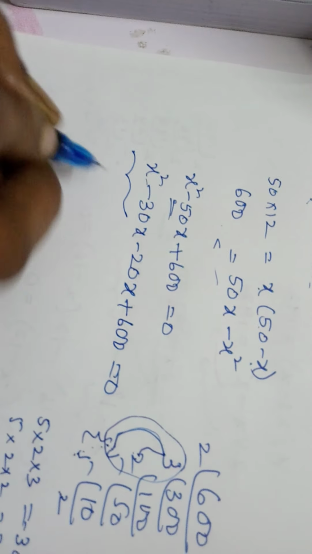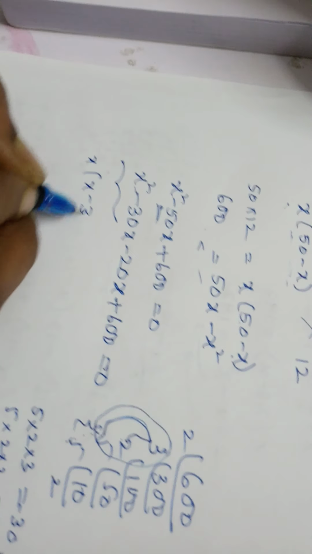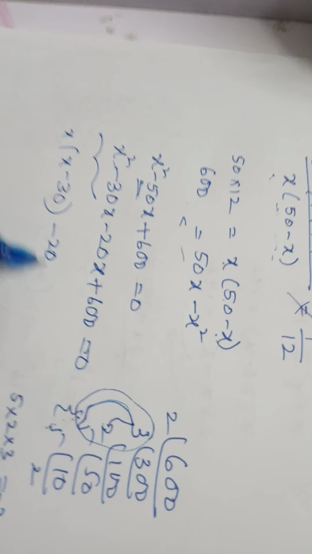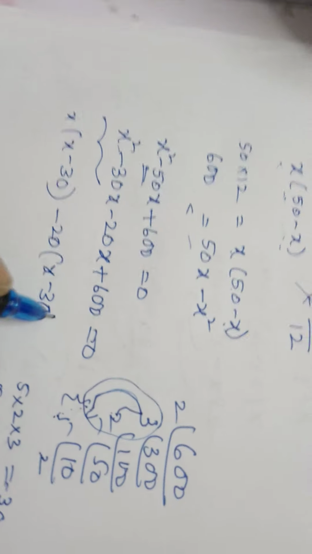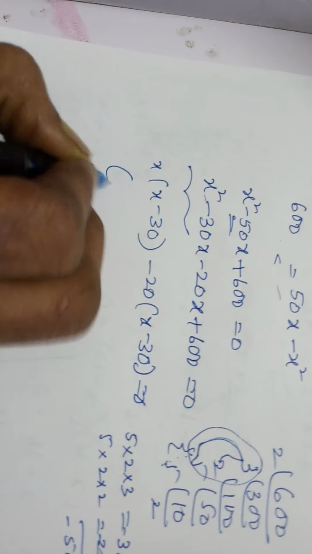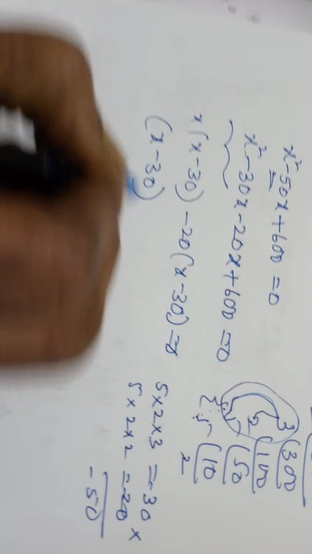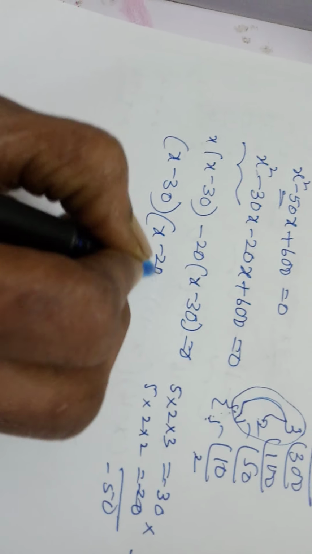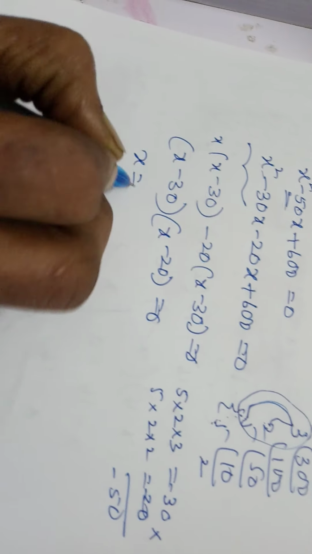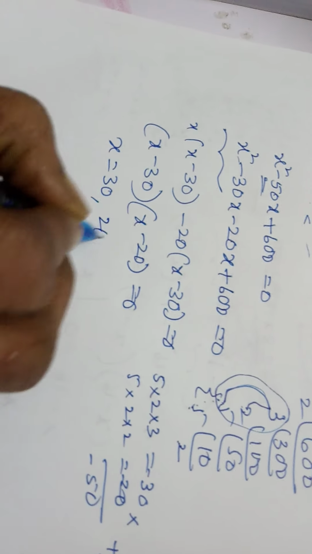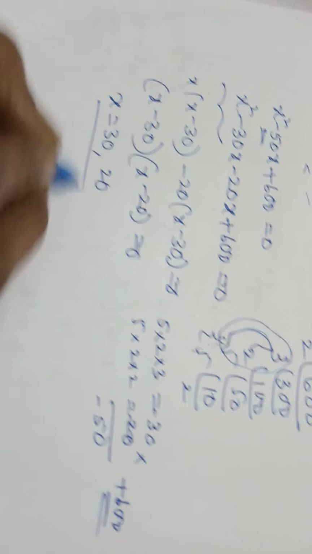Now what is common here? x minus 30. From here you can do it very easily, because factorization of quadratic equation you have already learned, and you can solve this one. x is equal to 30 or 20. So therefore the numbers are 30 and 20.